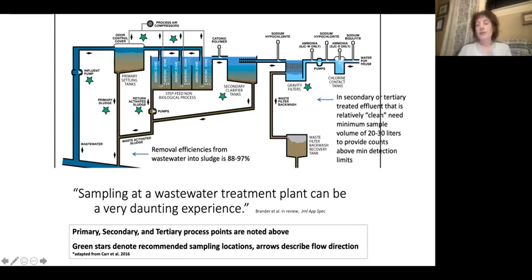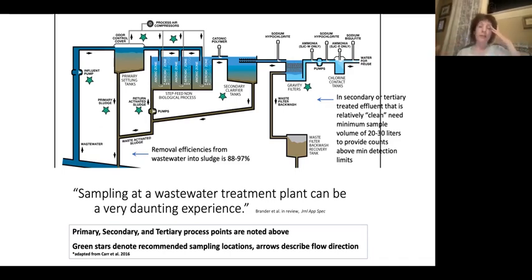And then in secondary or tertiary treated effluent that is relatively clean, just to put this in perspective, you really need a minimum sample volume of 20 to 30 liters to provide counts above minimum detection limits. And so it's really quite an undertaking to sample at a wastewater treatment plant to really get a solid idea of how many microplastics are present in effluent, how many microplastics are present in sludge.